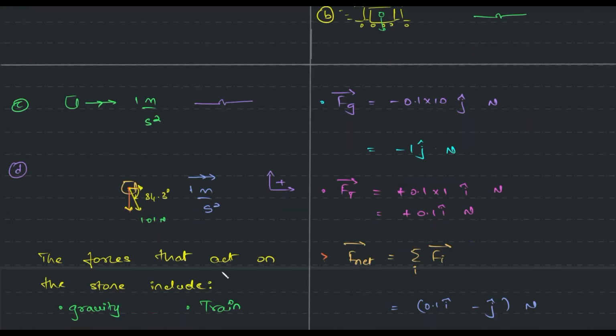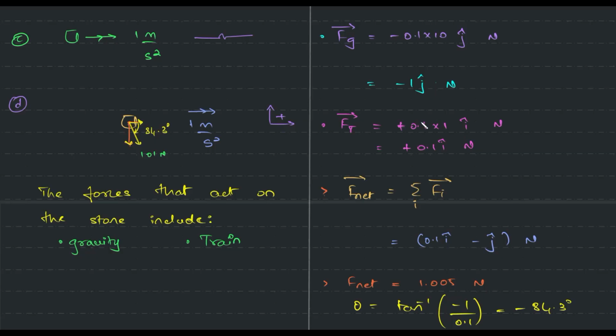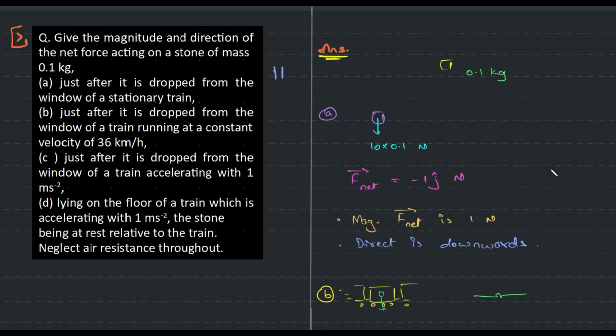Oh, my bad. The acceleration is not 0.1, it's 1. But the mass is 0.1. Okay, now it's correct. Okay, guys.